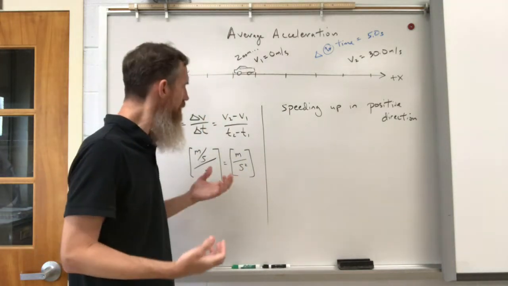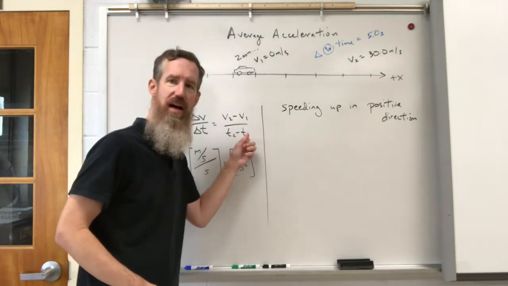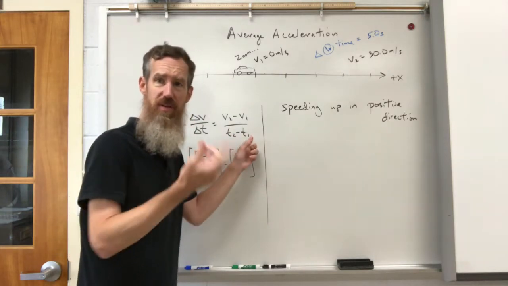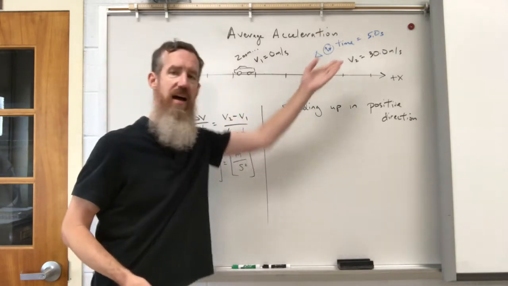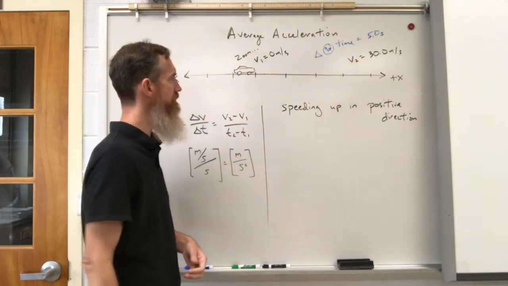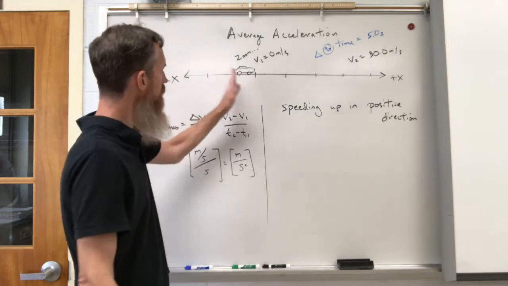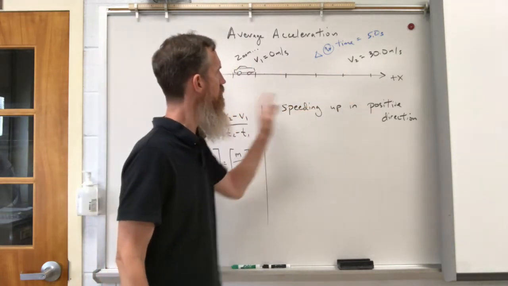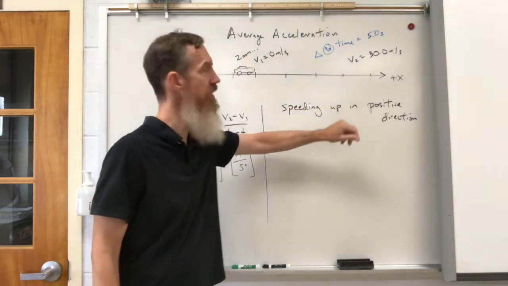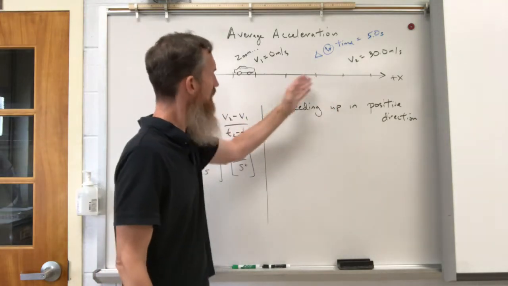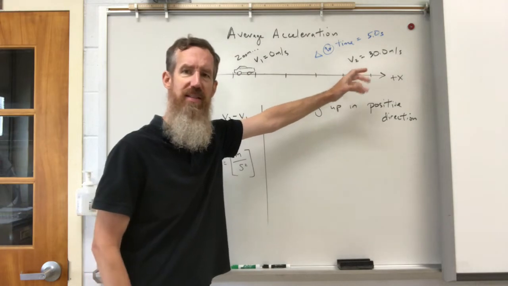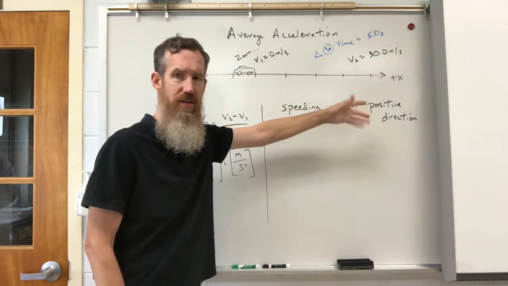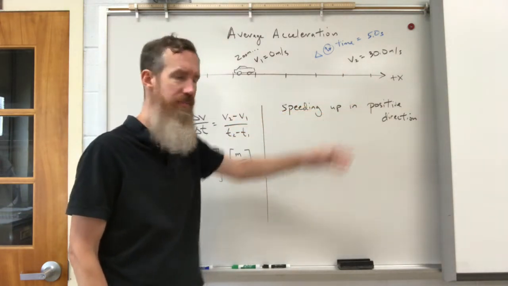Typically, our starting time is 0. We typically start the timer at 0. So T2 is the amount of time that has gone by, 5 seconds. So the car went from here, traveled to here, traveled in the positive direction, that's important, and gained an appreciable amount of speed in 5 seconds. 30 meters per second is a little over 65 miles an hour. So, all right, we got some pep in this car.